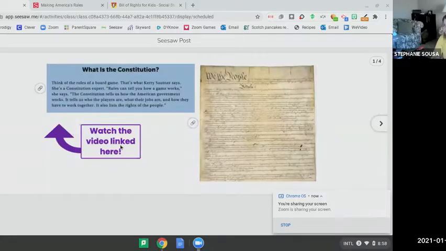And we know that rights are opportunities that are afforded to everyone, okay? So we're going to take a look at those together today. So what is the Constitution? That's what we're going to take a look at today.